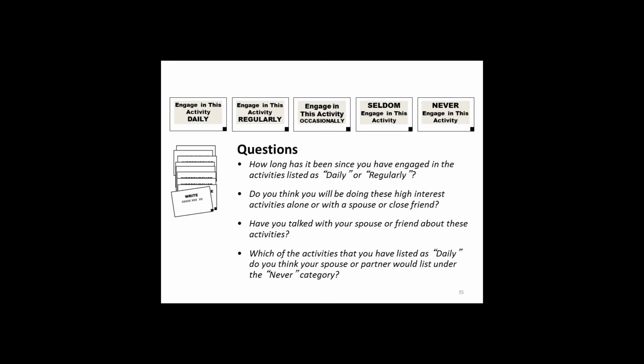Second question, do you think you'll be doing these high interest activities alone or with a spouse or close friend? Number 3, have you talked to your spouse or friend about these activities? And 4, which of the activities that you've listed as daily do you think your spouse or partner would list under the never category? So I think it's really important I ask the client to take the deck of cards home with them and not show their partner what they've sorted out. Have the partner sort them into those 5 categories, and then talk about the ones they both agree they'd like to do regularly or daily.